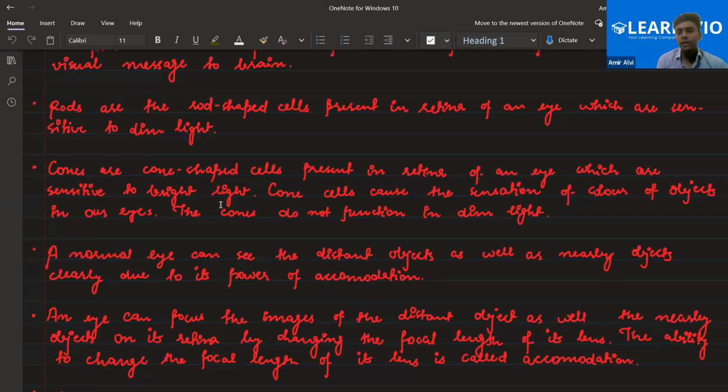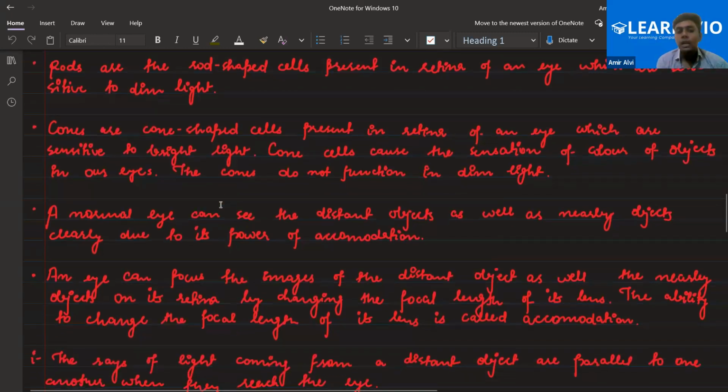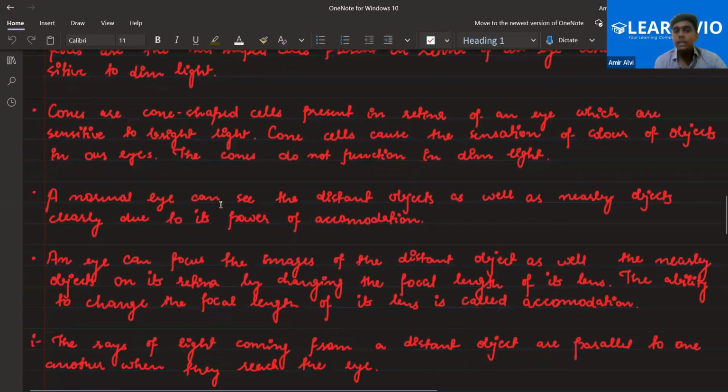Next, now let's understand some properties of the human eye. The normal human eye can see the distant object as well as the nearby object due to its power of accommodation. Power of accommodation is basically the ability to see the nearby as well as the distant objects clearly without any problem, by adjusting the focal length. Am I clear to all of you? Please do let me know.